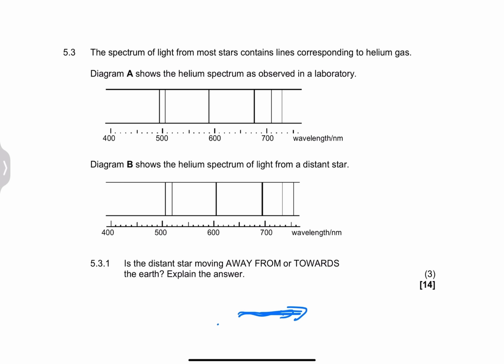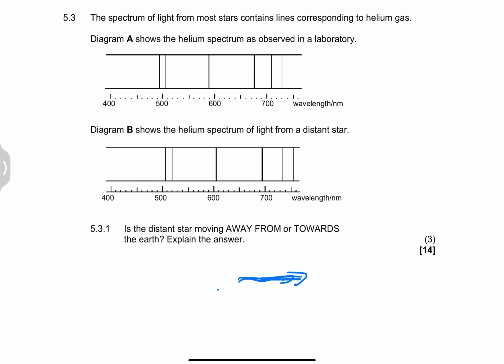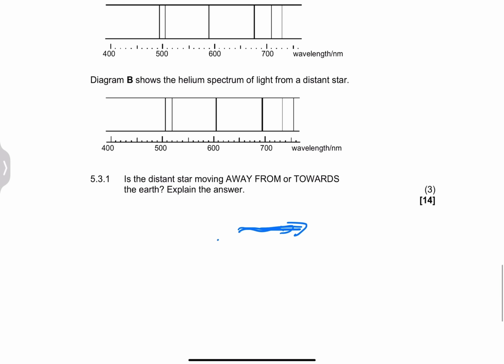So what is that showing us? Remember, in the Doppler effect, it simply means that when we are moving towards the lower frequency, something is moving away. So in this case, they're asking, is the distant star moving away or towards the Earth? So it would be away in that case. That would definitely be away.